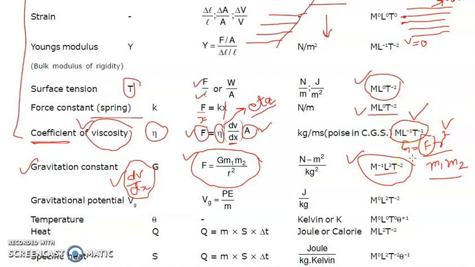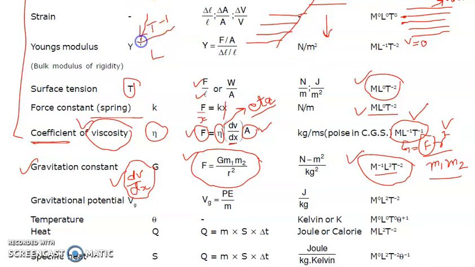And try to remember one more thing. dv is change in velocity, so dv would have the same dimension as velocity, and dx is change in length, so dx would have the same dimension as length. The dimensional formula for velocity is LT^-1. So the dimensional formula for change in velocity would also be LT^-1, upon dx, the change in length, whose dimensional formula would again be L.